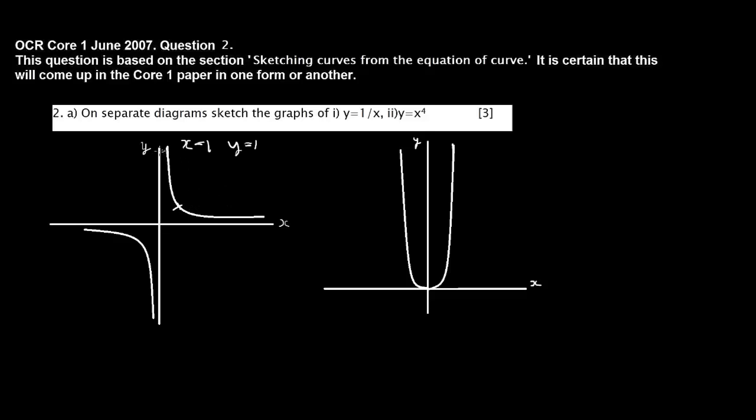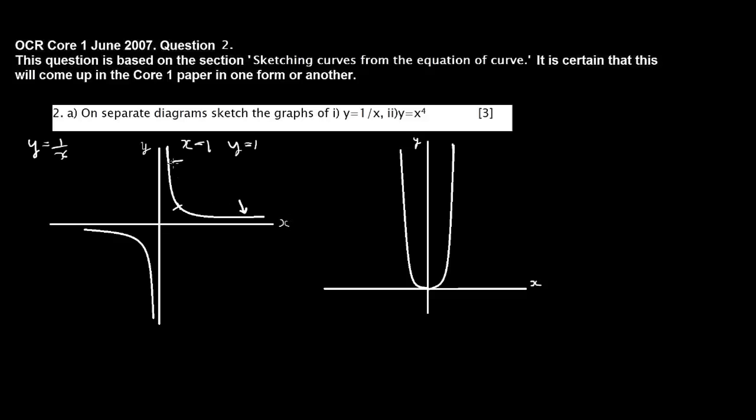Now then, as this is for y equals 1 over x, as x gets bigger, then 1 over x gets increasingly smaller, but never gets to 0. So it comes along here and forms what we call an asymptote. So it's asymptotic to the x-axis. So as x gets bigger and bigger and bigger, the value of y falls towards 0, but never actually gets to 0.